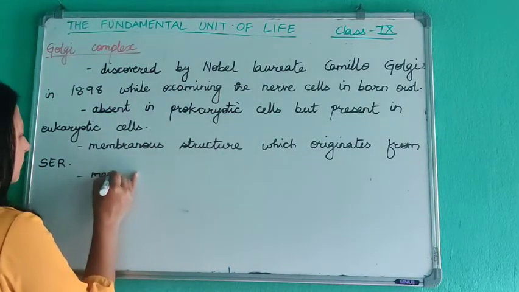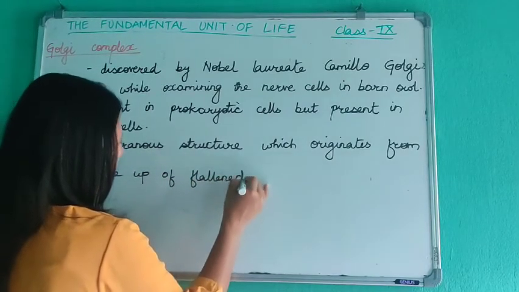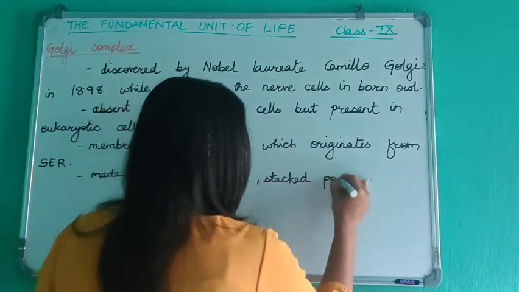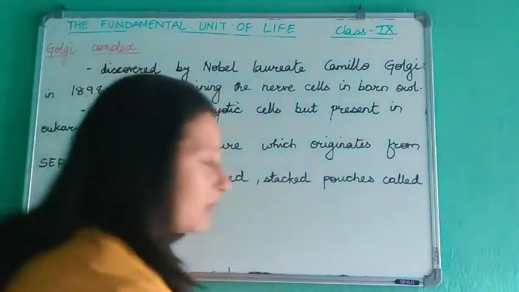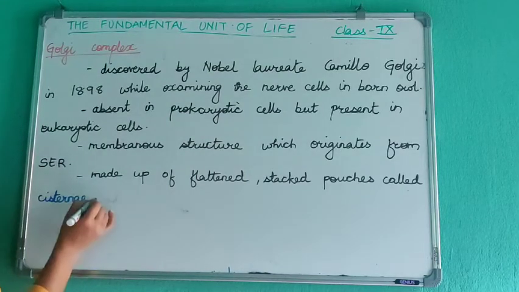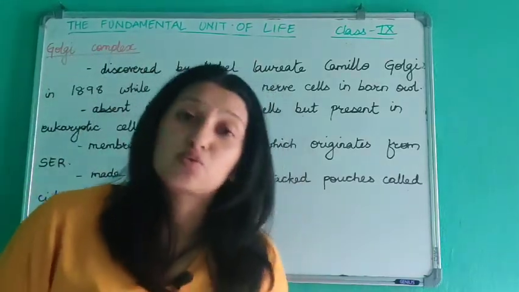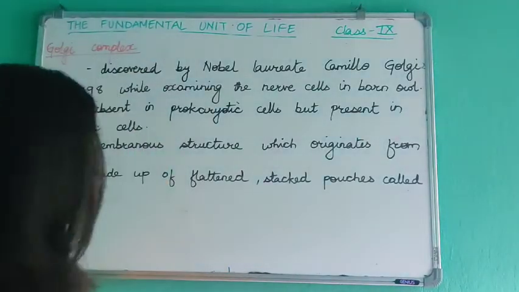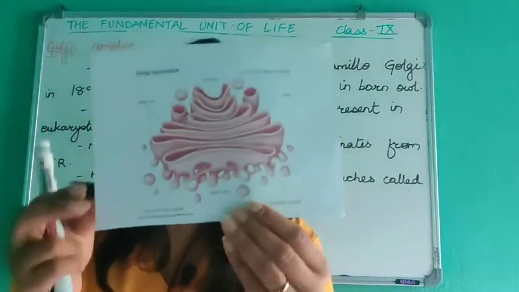And it is made up of flattened stacked pouches. These flattened stacked pouches in Golgi complex are known as cisternae. Please, these are important words. These are keywords. Please remember the spelling of these keywords. Okay, so these are made up of flattened stacked pouches. These are called cisternae. So here I have a picture of Golgi apparatus.